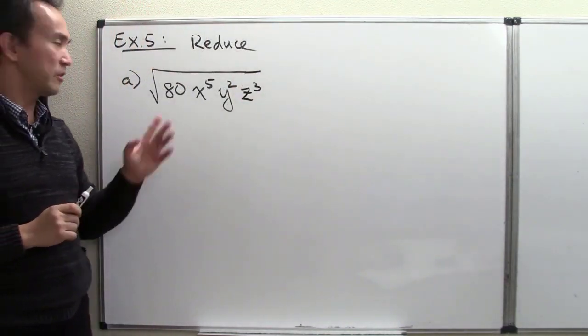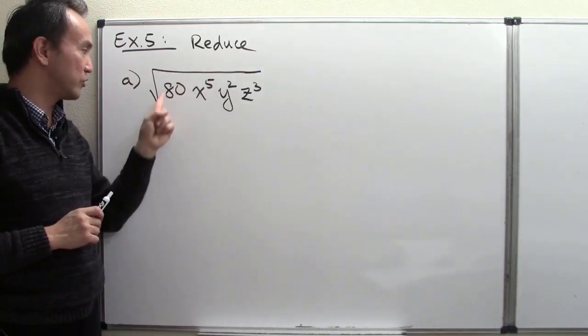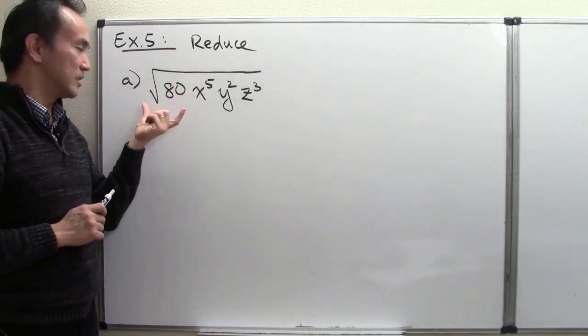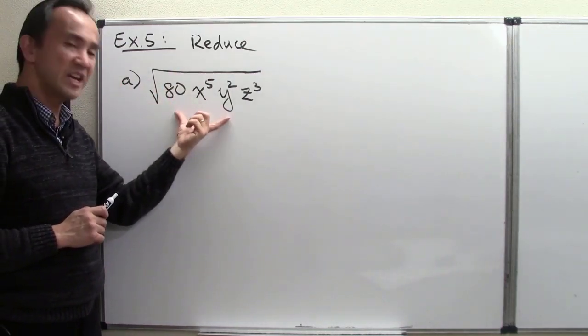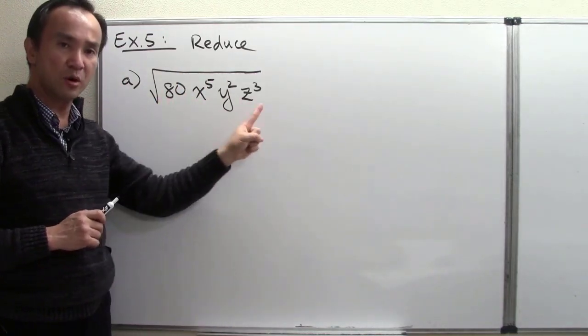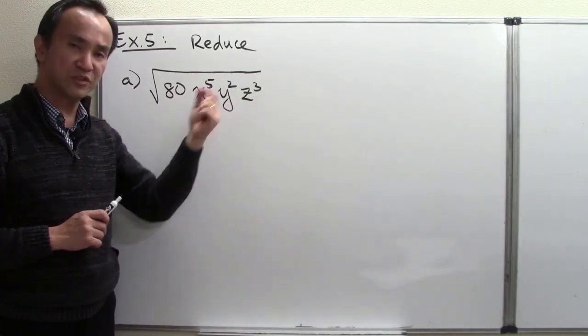All right, so for this problem here, in our example 5, we're asked to reduce this problem, which I call part A of example 5. We're asked to reduce the square root, and it is similar to problem 7 that we've done earlier. It's a square root of a variable expression where we have 80 times x to the 5th times y squared times z cubed.